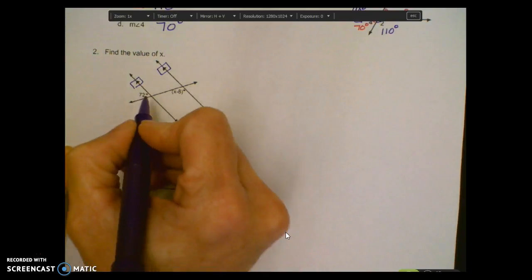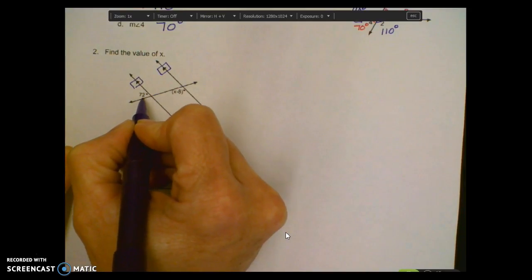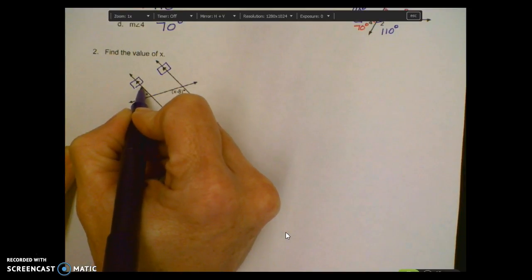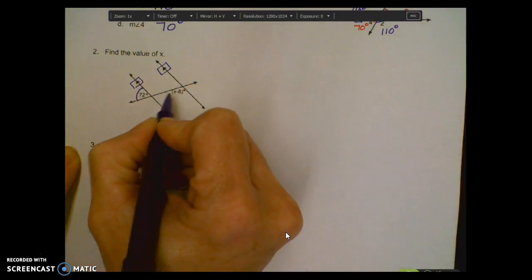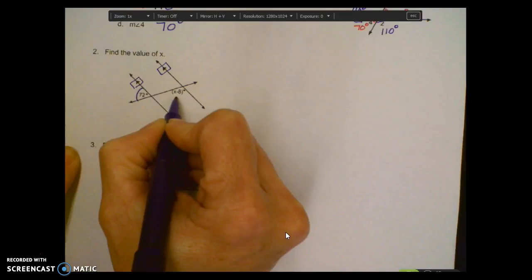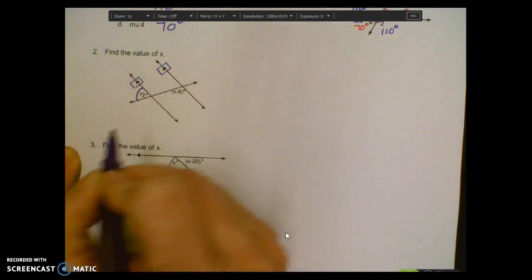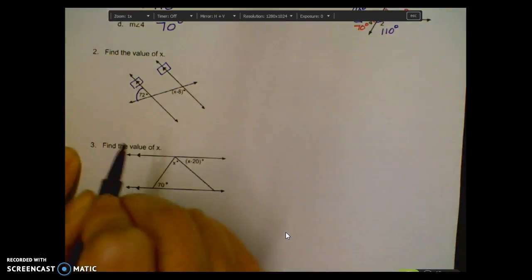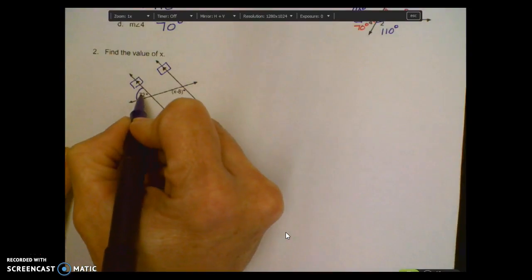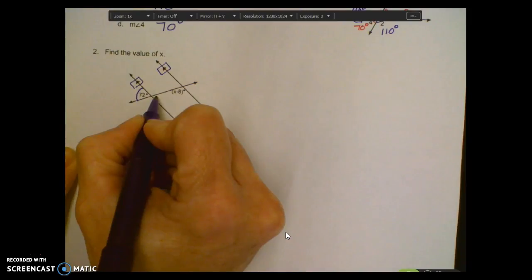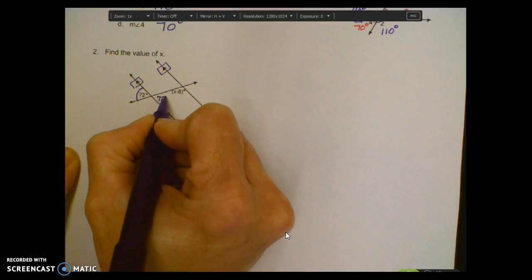Now looking at them, I know from measurements alone that this 72-degree angle here is acute. I also know that this x minus 8 degree angle does not appear to be acute. Now, does that mean it can't be the same measure? No, but let's look at what's happening here. If I use vertical angles, this angle becomes 72 degrees.